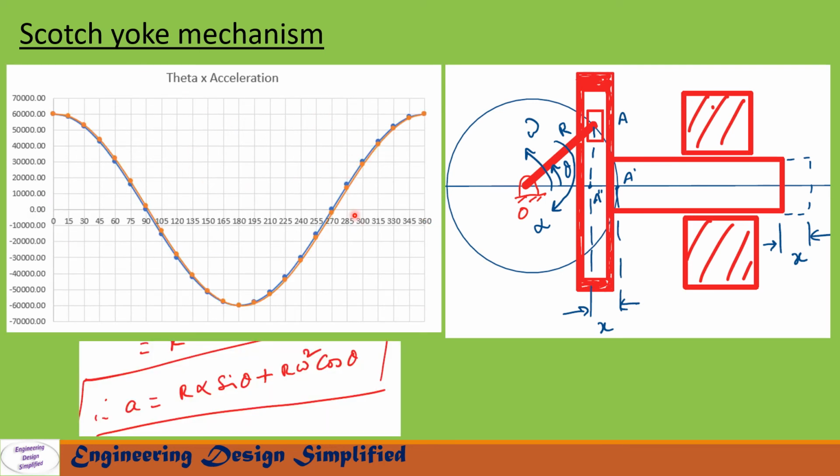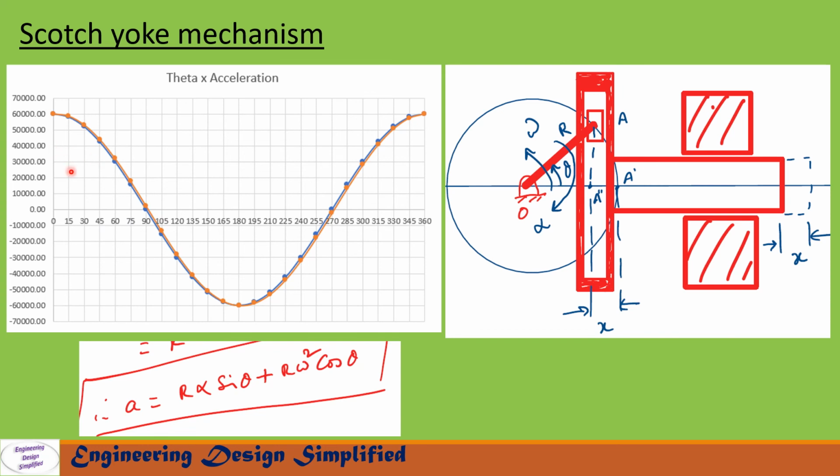In this graph, we have plotted theta versus acceleration of the plunger, theta along the horizontal and acceleration of the plunger along the vertical. This blue line represents when we neglect alpha, angular acceleration. The yellow line represents the total acceleration, that means we consider alpha also. So these are the curves.